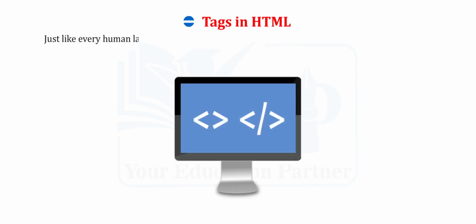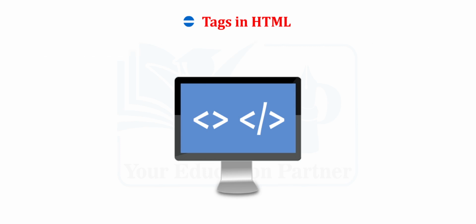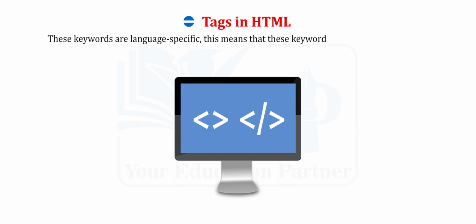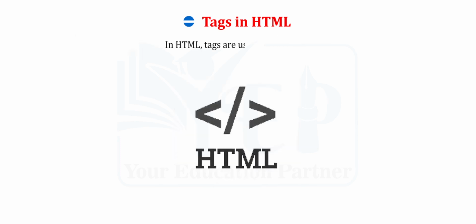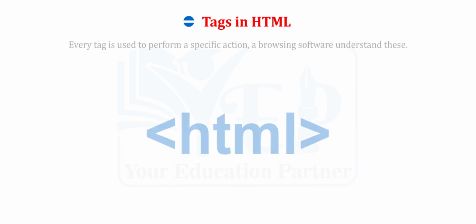Okay students, let's talk about tags in HTML. Just like every human language has its own set of vocabulary, similarly, every computer language has its own set of keywords. These keywords are language-specific. This means that these keywords can be used only with a particular programming language. In HTML, tags are used as keywords. Every tag is used to perform a specific action. A browsing software understands these.